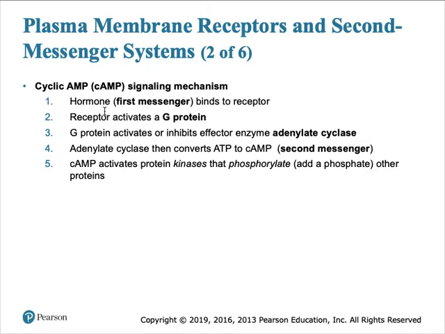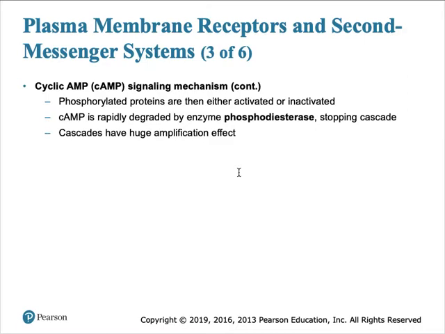Okay, so we have the first messenger, the hormone binds to the receptor, turns on a G protein, the G protein is going to activate adenylate cyclase, which makes cyclic AMP from ATP. Then the cyclic AMP can act like a second messenger and change something inside of the cell.